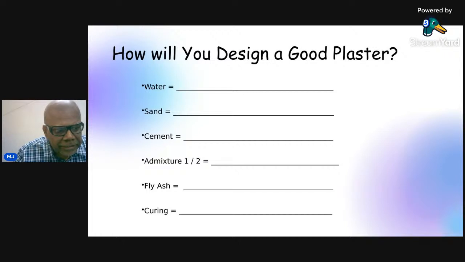So, the next point is cement. And let me make it slightly colder. I don't know why it's so warm today.